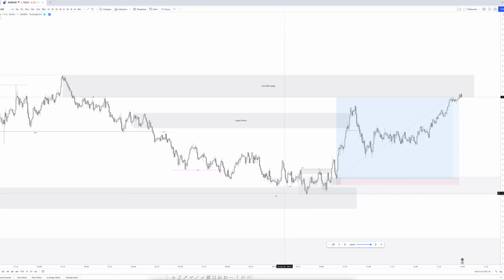But this was my M15 point of interest here, and I'm simply just looking for an M1 reaction. I'm looking to see how the minute time frame is going to react to this area. Now remember, throughout this area we are in New York session. Now there are specific times that I tell my students to trade.